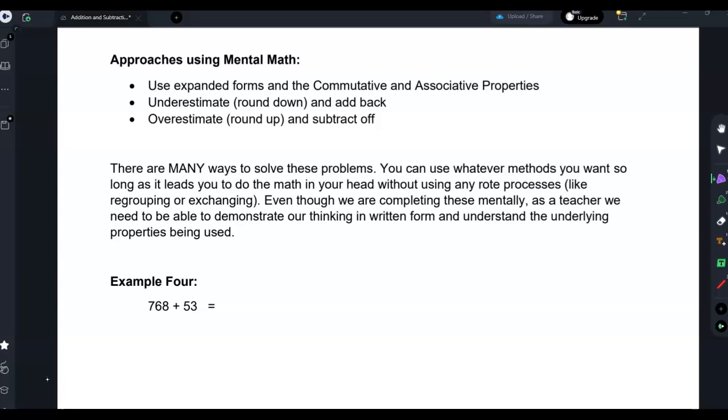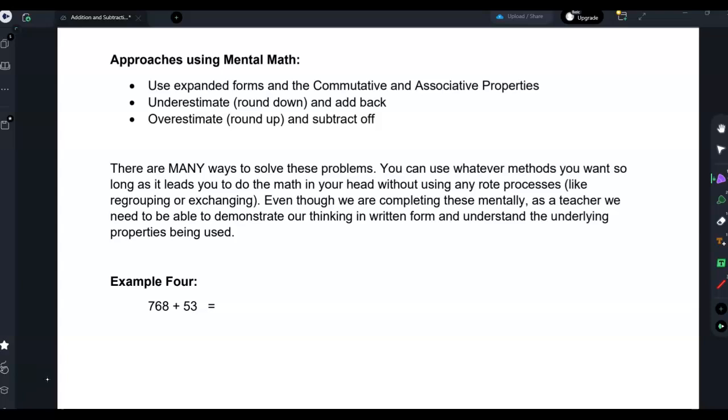That being said, as a teacher who is going to try to explain and show mental math to students, it is important that you can actually write your thinking down. So even though we're doing the problems in our head, how can we write this down in a way that students can see it? They have something to look at that would explain the process that's going on in our heads. So let's look at several examples of this.